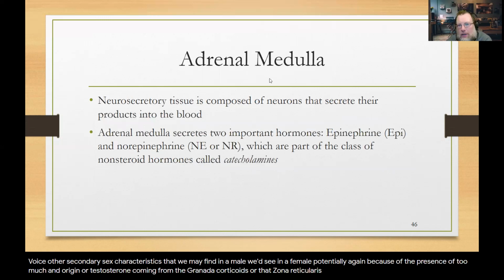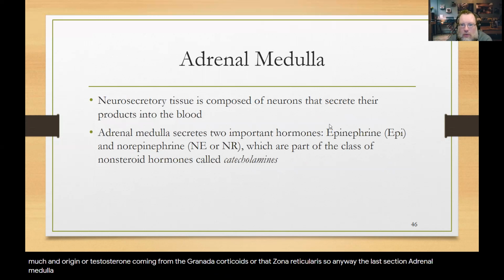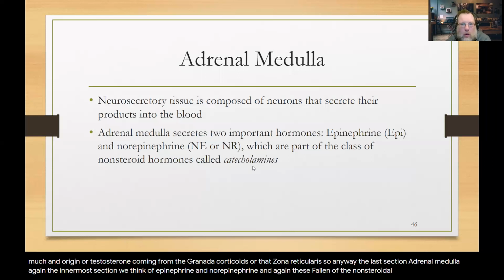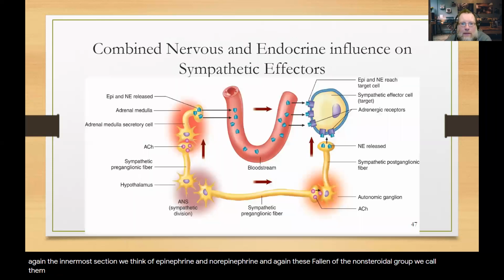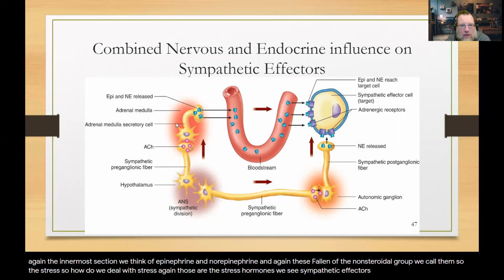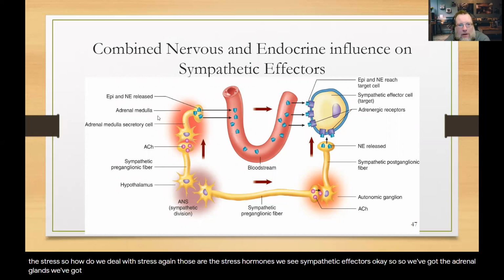So anyway, the last section, the adrenal medulla, the innermost section, we think of epinephrine and norepinephrine. These fall into the non-steroidal group. We call them catecholamines. So how do we deal with stress? Those are the stress hormones. We see sympathetic effectors. We've got the adrenal glands, with epinephrine and norepinephrine released from the adrenal medulla directly into the bloodstream.